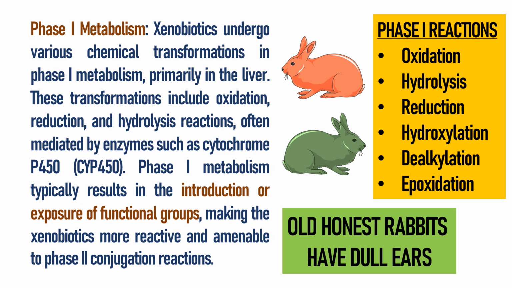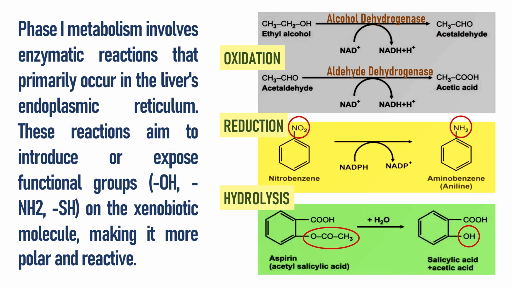Phase 1 reactions include oxidation, hydrolysis, reduction, hydroxylation, dealkylation, epoxidation. This mnemonic should help you to remember the names of the various types of phase 1 reactions. Phase 1 metabolism involves enzymatic reactions that primarily occur in the liver's endoplasmic reticulum. These reactions aim to introduce or expose functional groups on the xenobiotic molecule, thereby making it more polar and reactive.